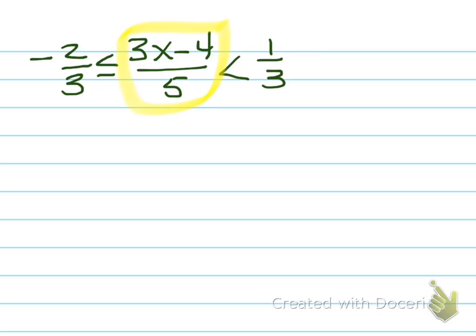So if we look at this, we see that x is multiplied times 3. It has 4 subtracted from that quantity. That entire quantity is divided by 5. Now, we will undo everything in reverse order. So, we're going to first multiply all 3 terms by 5.